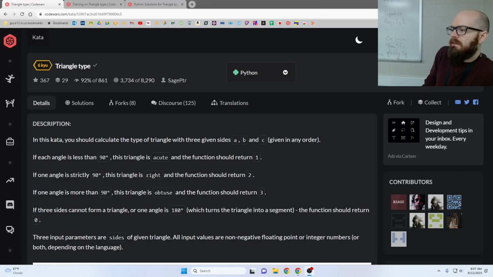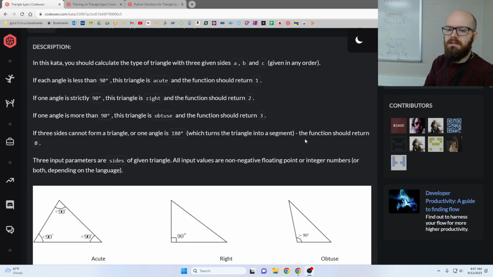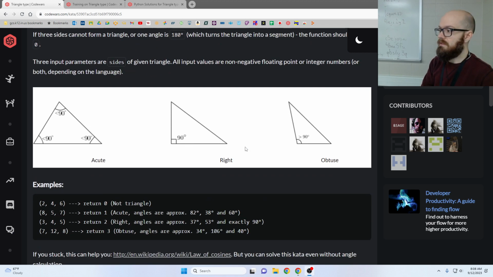What's up, guys? Let's take a look at another CodeWars exercise. This one's called triangle type. It gives you the sides of a triangle, and we need to find, is it right, acute, obtuse, or is it not a triangle at all if they give us some bad combo. Now, there are probably a lot of ways to do that.